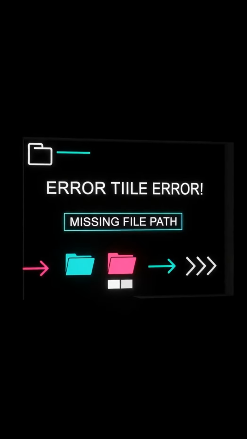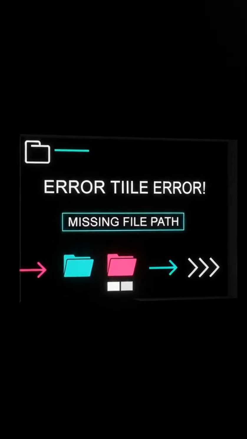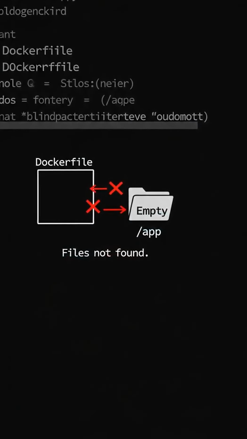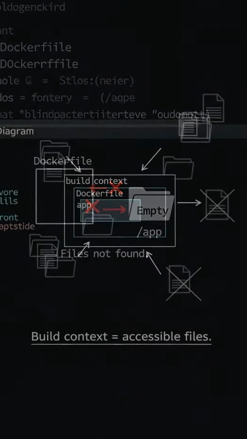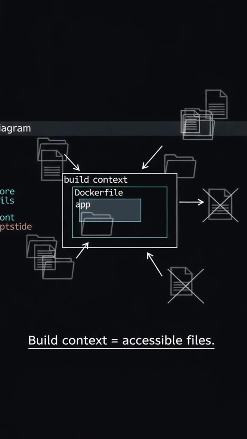You start a Docker build and receive the error "copy failed. No source files were specified." This message means Docker cannot find the files you're trying to copy into your image. To understand why this happens, remember that Docker only has access to files inside the build context.